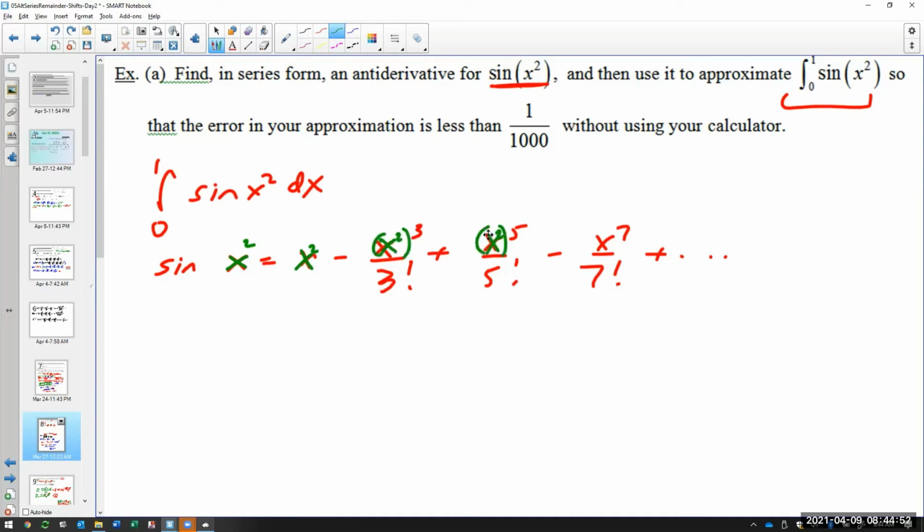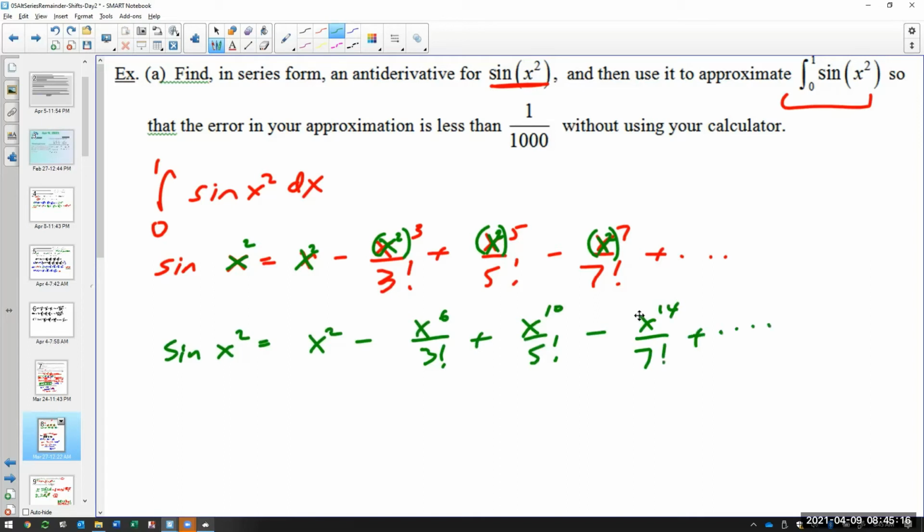Guys, make sure you understand, this is a quantity x squared, okay? You're not just squaring the thing, it's a quantity x squared, okay? So what I get is sine of x squared is equal to x squared minus x to the power 6 over 3 factorial plus x to the 10 over 5 factorial minus x to the 14 over 7 factorial plus dot, dot, dot.